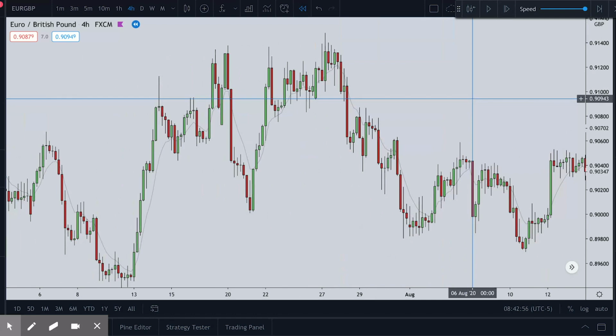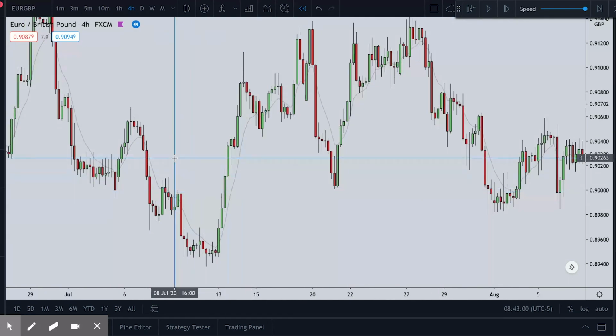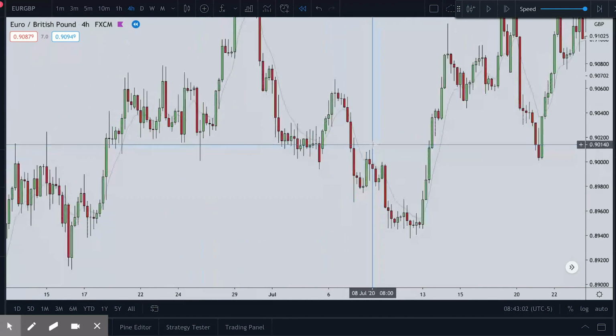Wicks alone are not too much. However, wicks, when used in line with everything else, can be very, very important and very useful to actually catch trades in the right direction.